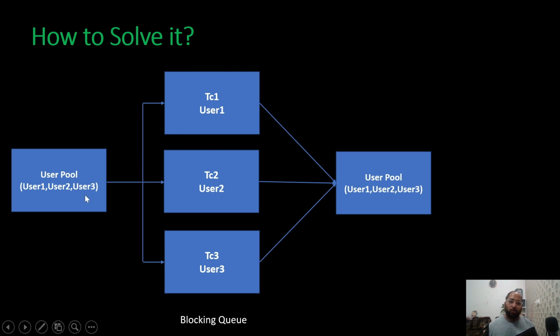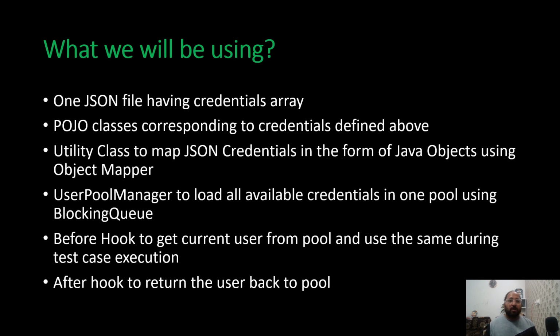So how are we going to store these users in the user pool? For that purpose we are going to use the blocking queue concept. A blocking queue is a concept used to store elements in a queue manner, but it is thread safe, meaning multiple threads can access it, get the user and then return the user back to it, right? So this is the concept that we're going to utilize.